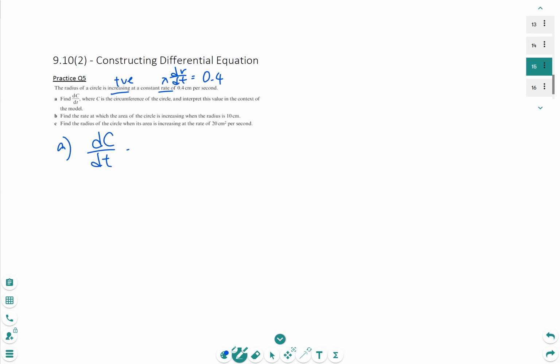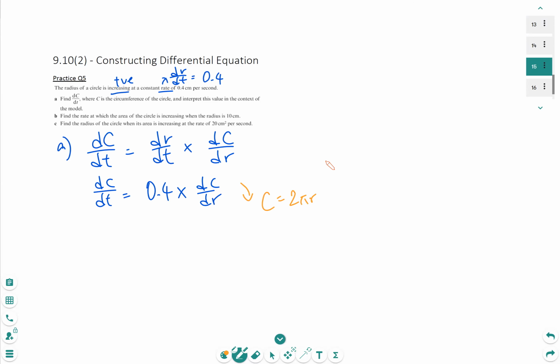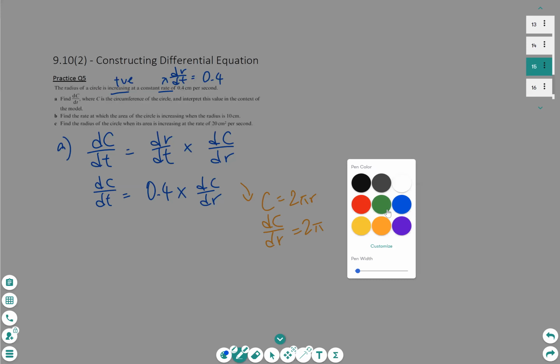Given by the question equals given by the question times, you need to make it up. Right. So we know dc by dt equals dr by dt, which is 0.4, times dc by dr. Now we know dc by dr, c equals 2 pi r. So dc by dr, now this fact you have to know this, circumference equals 2 pi r. Differentiate that, it is 2 pi. So we can put it in.